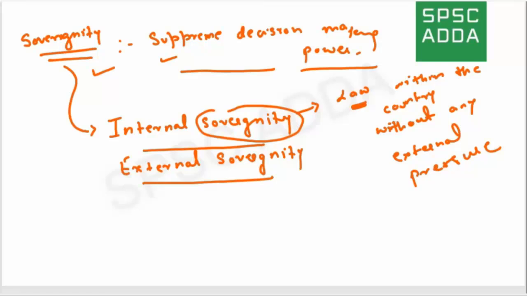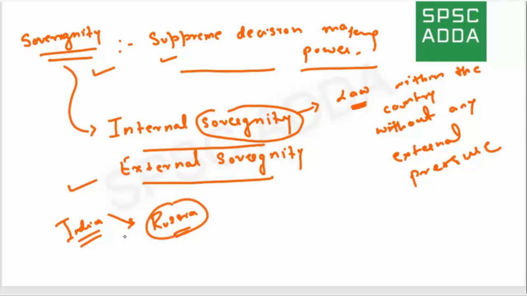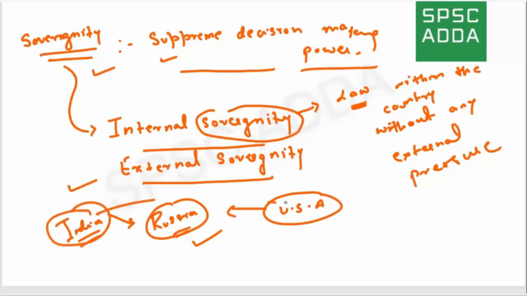Now, what do you mean by external sovereignty? For example, India is signing an agreement with Russia. The USA cannot stop us and tell us, no, you cannot sign an agreement with Russia because we are having a tussle with Russia. We are not bound to listen to the USA. It's our wish whether we listen to the USA or not.